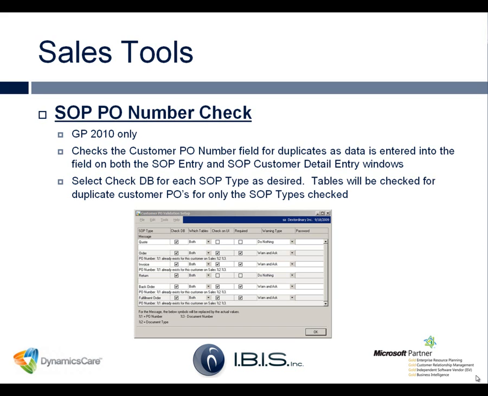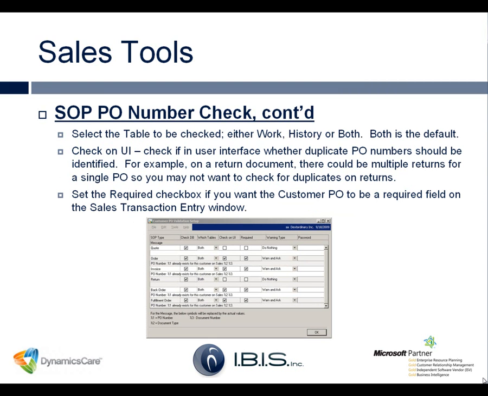And in the screenshot I've got on here, you can select to check the database for each SOP type, which is your quote, order, invoice, return, back order, etc. Tables will be checked for duplicate customer POs for only those SOP types that you've checked on this window. Okay, you select the table to be checked. It's either going to be a work table, a history table, or both. This screenshot shows both. It's checking for work and history tables.